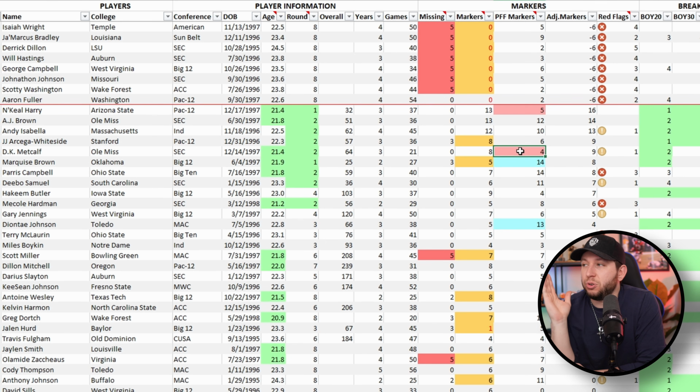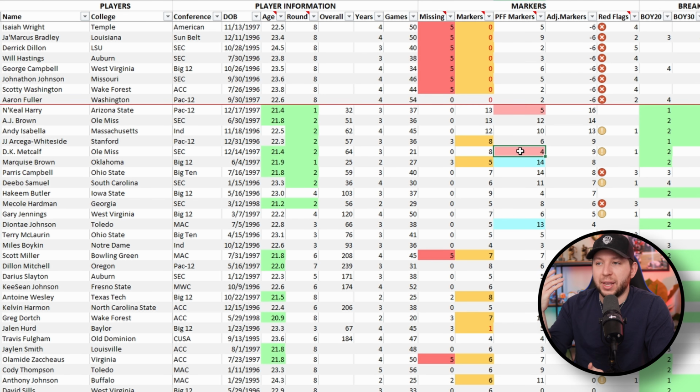But had you just used this one singular indicator to fade all of these wide receivers, you would have faded N'Keal Harry. You would have faded Jalen Reagor. You would have faded Denzel Mims. You would have faded Terrace Marshall. You would have faded Jonathan Mingo. I feel like that's a pretty good indicator of players that we should fade.